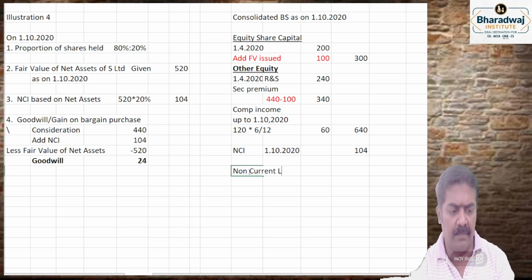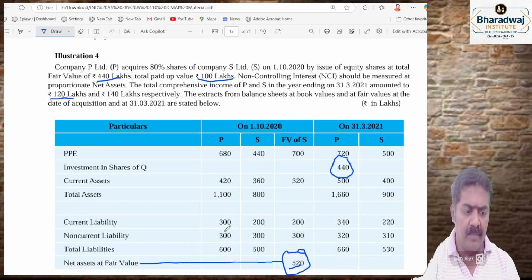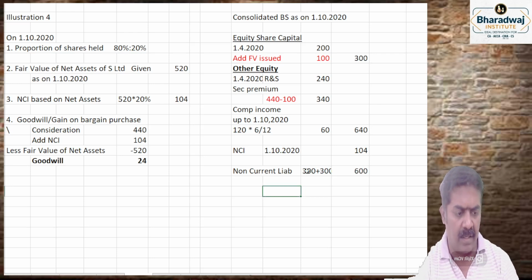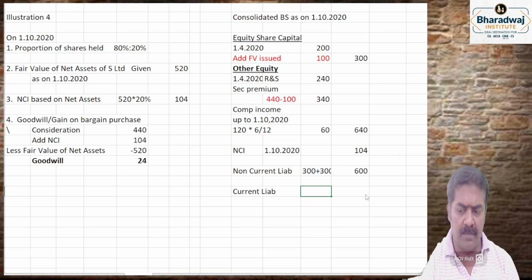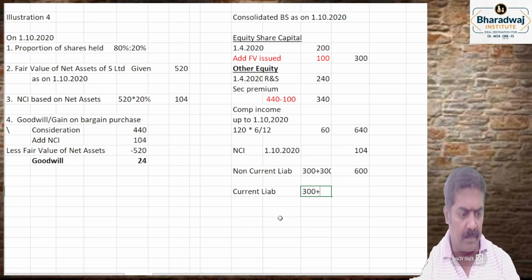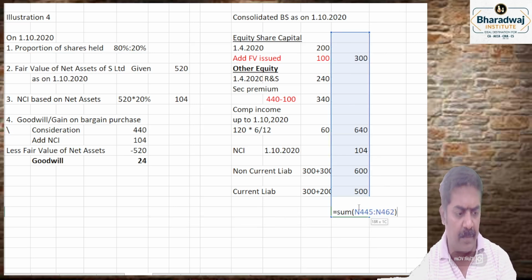Then non-current liability. How much? 300 plus 300. Then current liability. How much have we been given? 300 plus 200. Please do it in a proper format in the exam.